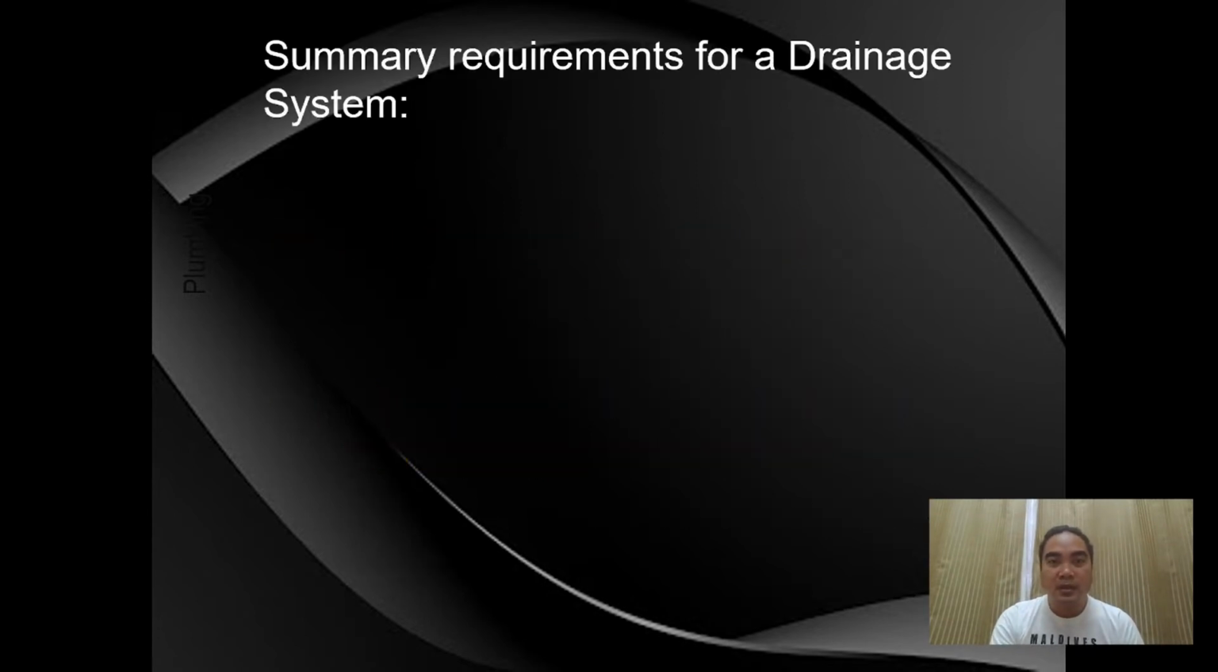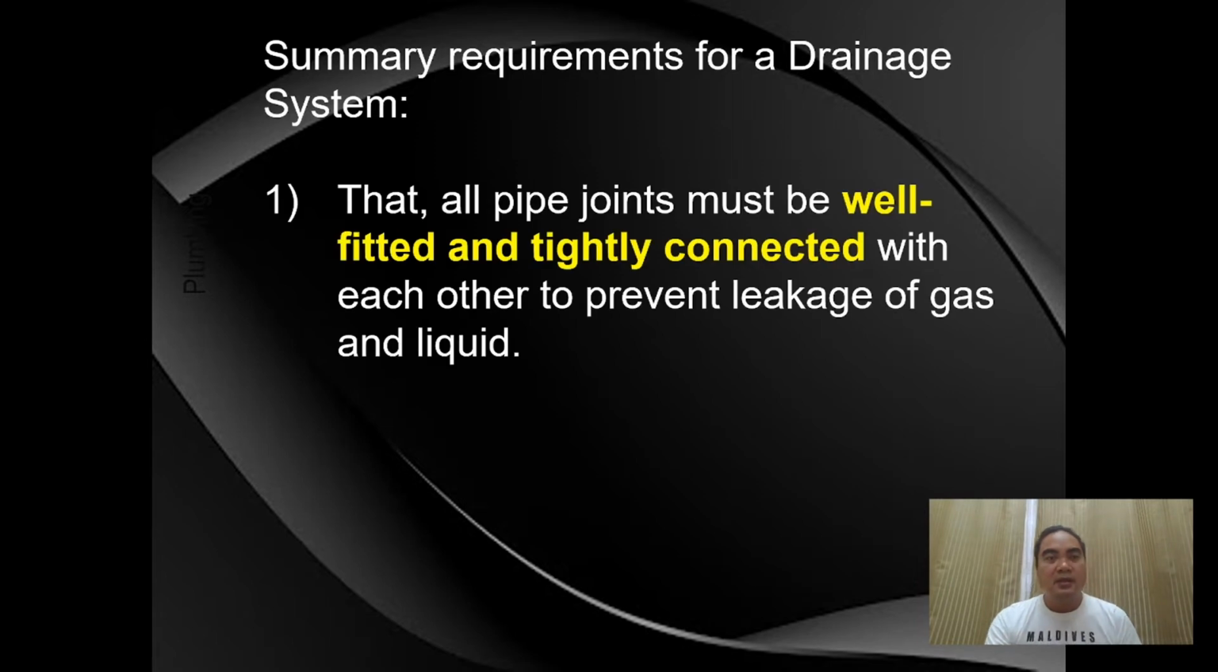Plumbing requirements for the drainage system. Number one, all pipes joint must be well fitted and tightly connected with each other to prevent leakage of gas and liquids.